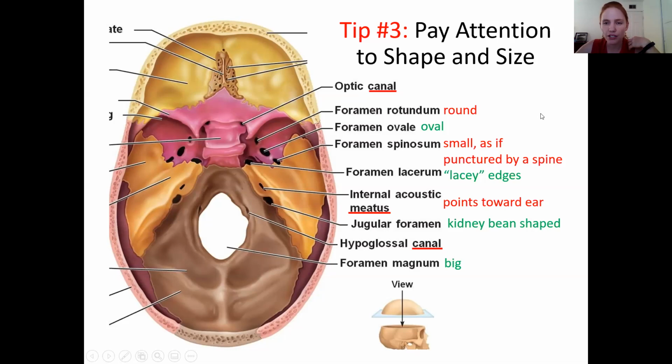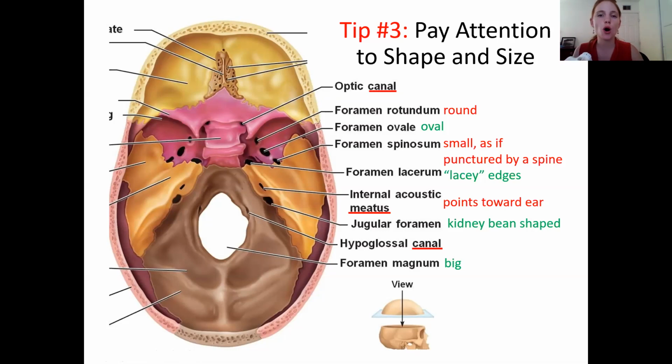What I would like to do is go through it on the picture, but then I also want to show you what it looks like on my model. Here is the optic canal. So here in pink, this is the sphenoid bone. Here's the sella turcica. There is a canal that runs through it. And notice that it's a canal. It's not a foramen. That's because instead of just being a hole, it's like a tube that runs through.